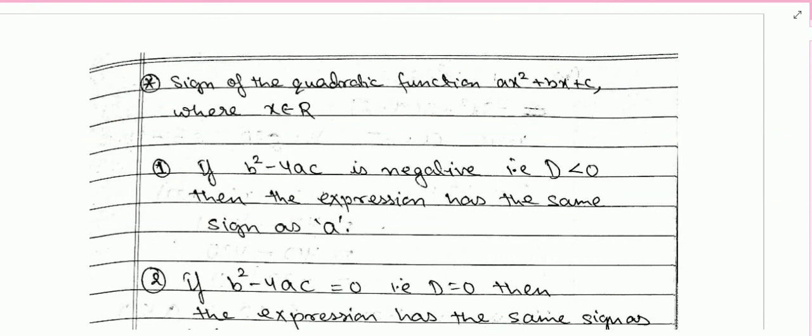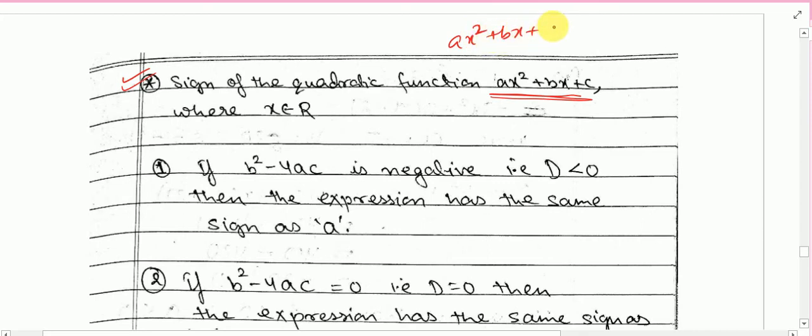Now let us see the next topic. So the next one is sign of the quadratic function x square plus bx plus c, where x belongs to real numbers. So this is a quadratic expression, ax square plus bx plus c, where x will always be a real number.